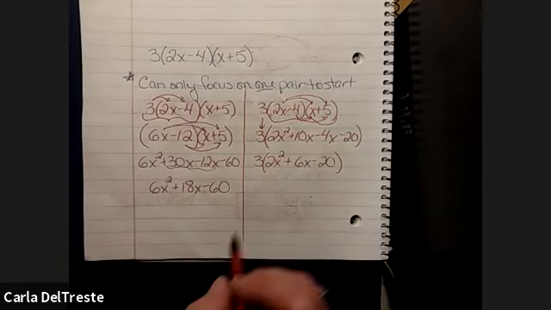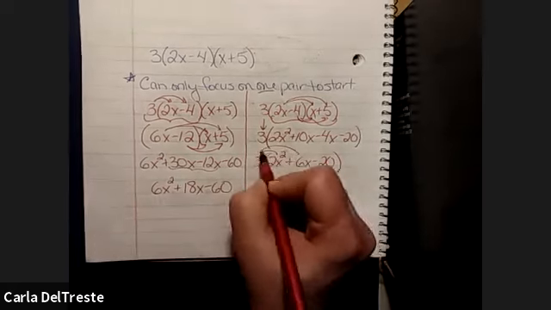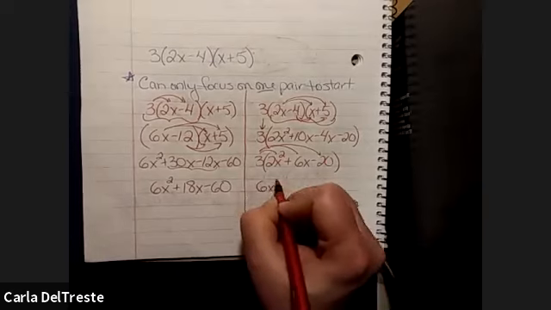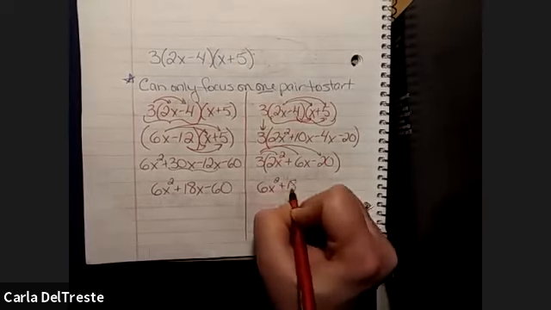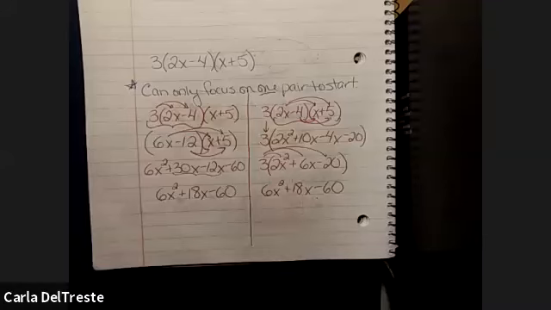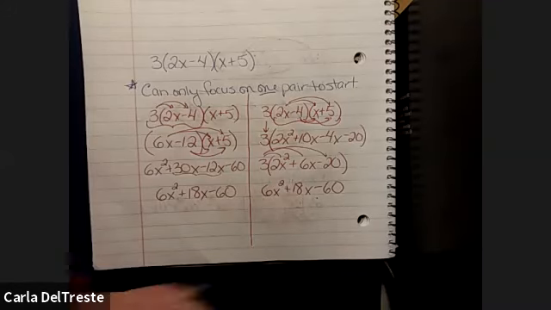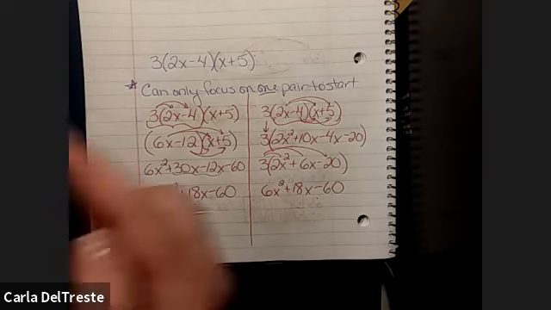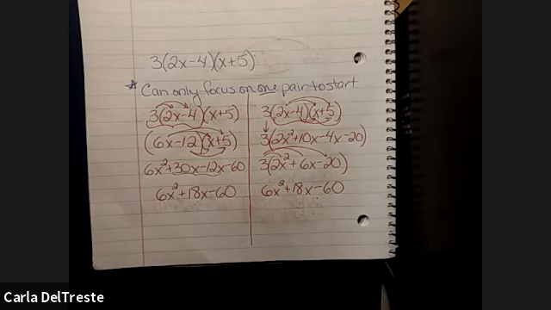Last but not least, I bring in that 3. And my final answer is 6x squared plus 18x minus 60. So it does not matter which pair I decide to multiply first, but the point is you can only multiply 2 at one time. So pick the 2 that you want to multiply.